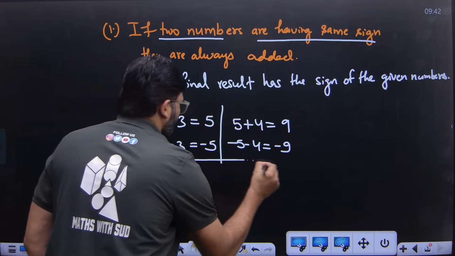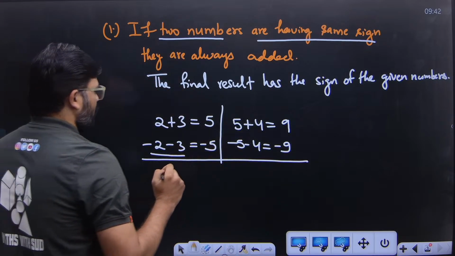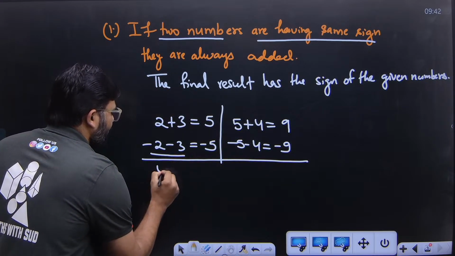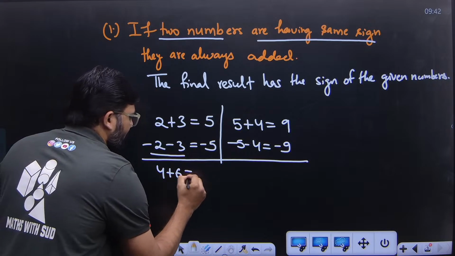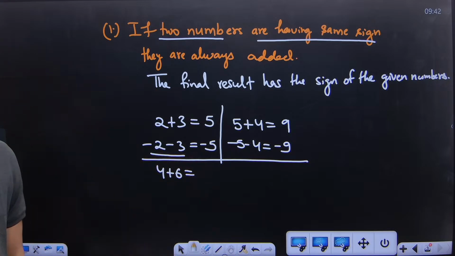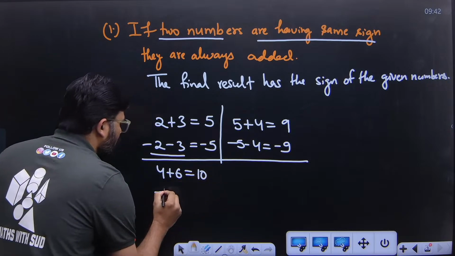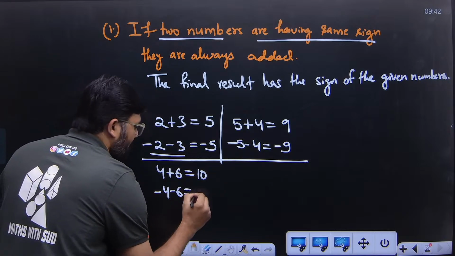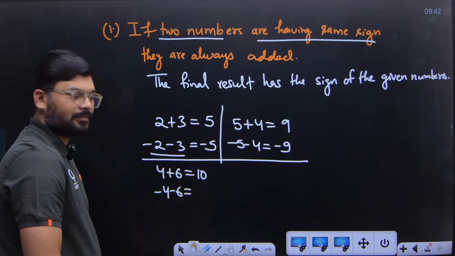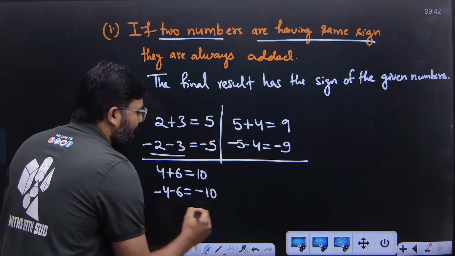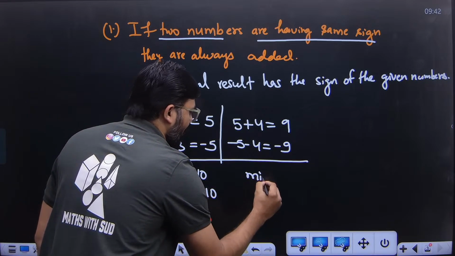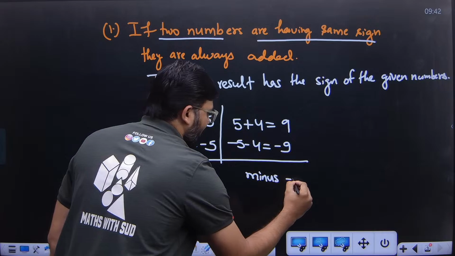Okay. Now, what is 4 plus 6? 4 plus 6, 10. So what could be minus 4 minus 6? Negative 10. Wonderful.